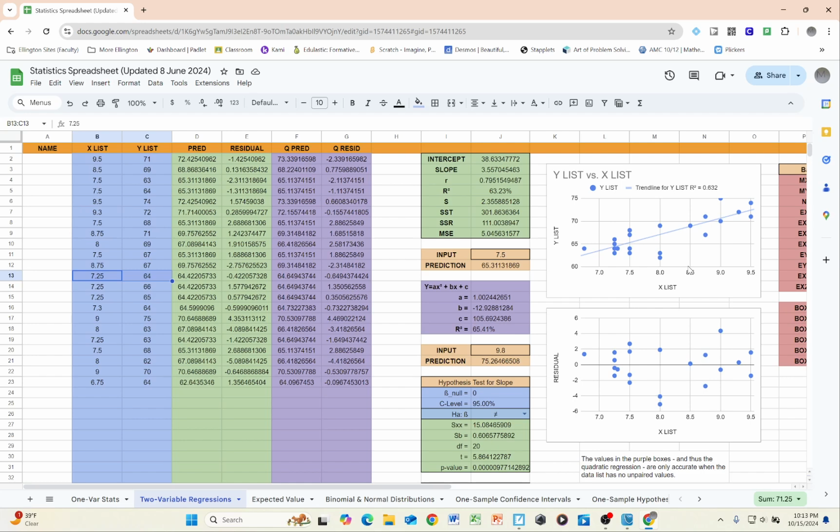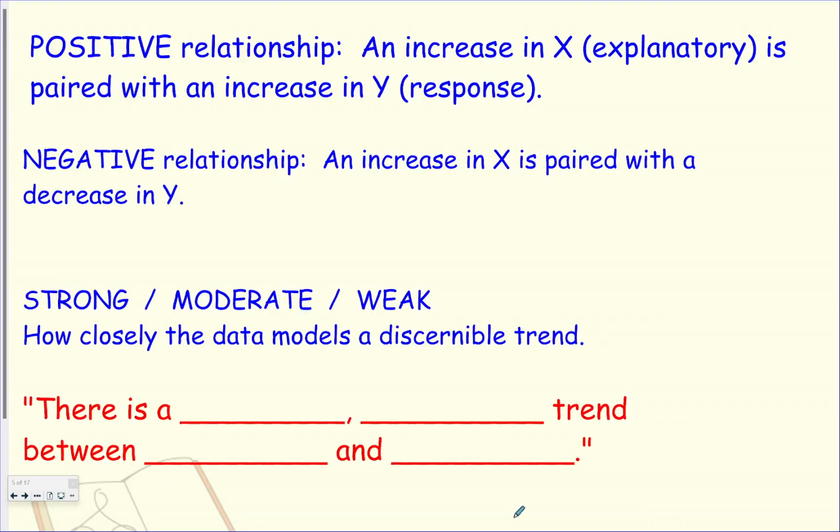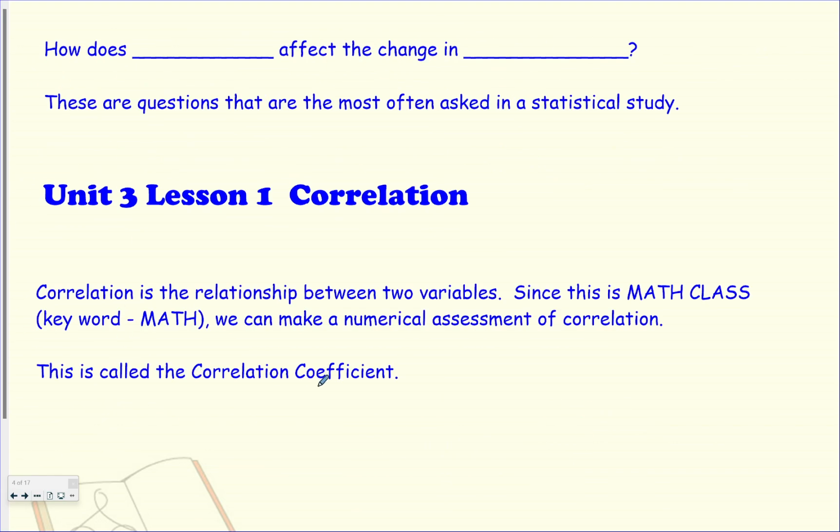And if you were to tell me, hey, I think that has a moderate trend, can I believe you? Or would you believe me? I would ask you, what proof do you have? Well, let's come up with that proof. That proof, if we go back to the notes, is going to be something called the correlation coefficient. And so we're going to look at a numerical assessment of correlation.